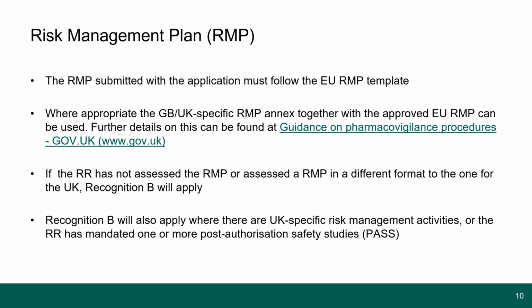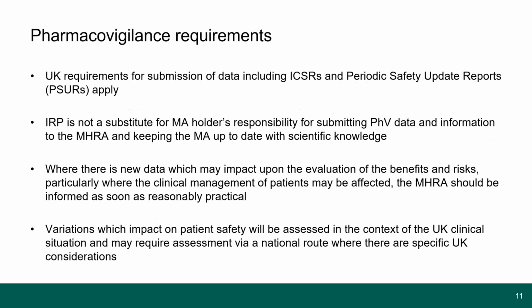Now, if the reference regulator has not assessed the RMP in the format that we require, so the EU format, or they have assessed it in a different format to the one for the UK, then recognition B will apply, because we will need to carry out a full assessment of the risk management plan. And recognition B will also apply where there are UK specific risk management activities, or where the reference regulator has mandated at least one pass. Next slide, please.